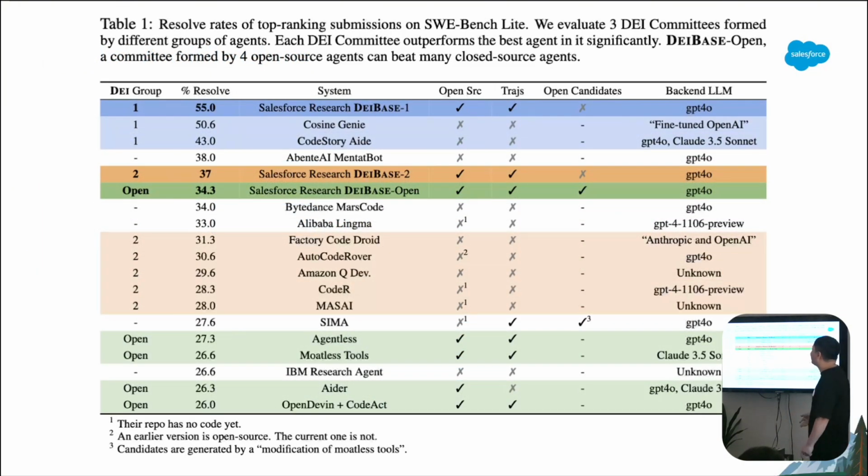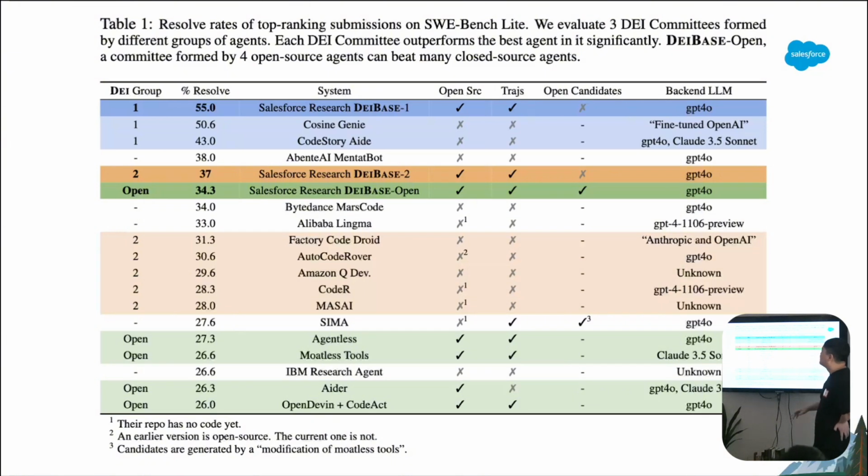And you'll be surprised how this simple design can boost the overall performances. So this is the cosine genie I introduced just now, and it has a 50% resolve rate. If we simply combine the top two agents, we're able to get 5% improvement. If we ensemble those red agents, the second tier agents, we're able to get like 6% improvement. And if we just integrate those open source solutions, that's even huge. It's around like 7% improvement.